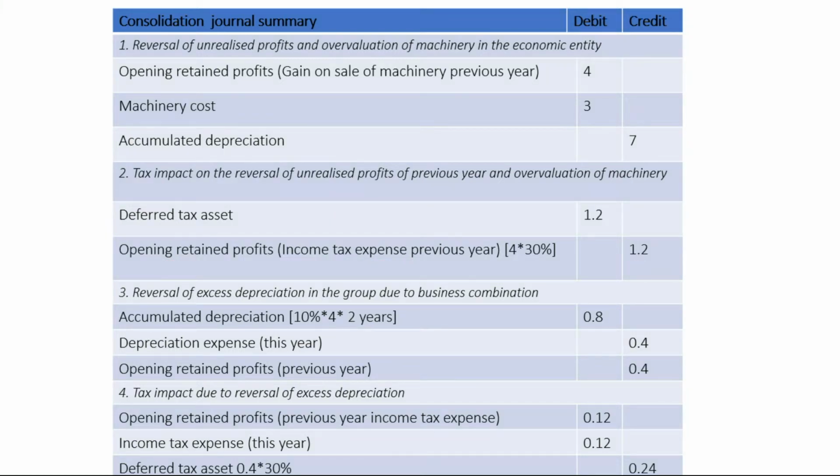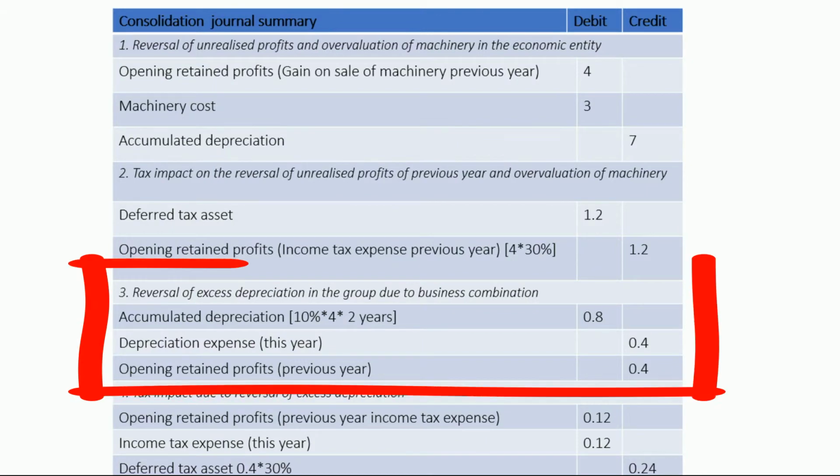Given that in the first journal entry we decreased the overvaluation of the machinery, and 2 years have passed since the transaction took place, there's a previous year and the current year. So 4 million is the overvaluation that we have reversed, and 10% is the depreciation relating to the asset, and 10% of 4 million is 0.4. We need to decrease the depreciation expense in the current year, 0.4, and also in the previous year, which we debit to opening retained profits, 0.4.